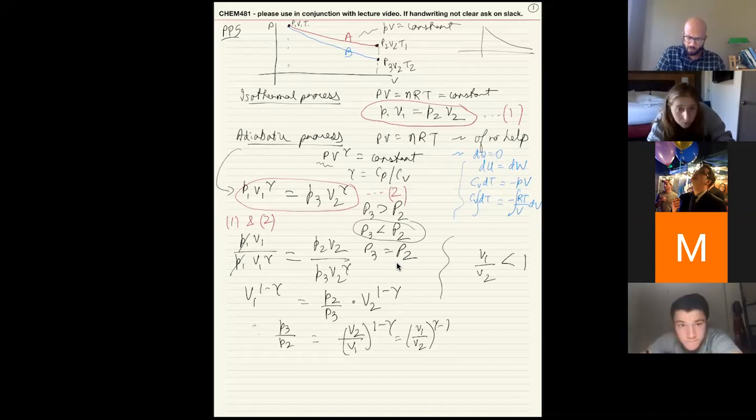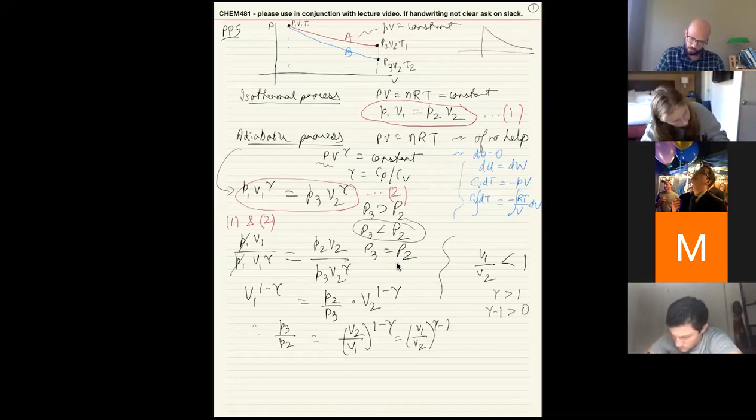What can we say about gamma? We know gamma is more than 1. Cp is always more than Cv. Even for an ideal gas, it is Cp minus Cv is equal to R. Therefore, gamma minus 1 is more than 0. Therefore, V1 by V2 is a number smaller than 1 raised to a positive power. This one must be smaller than 1, right?